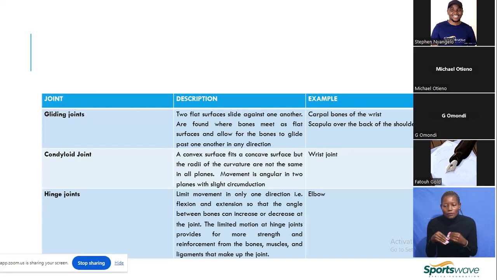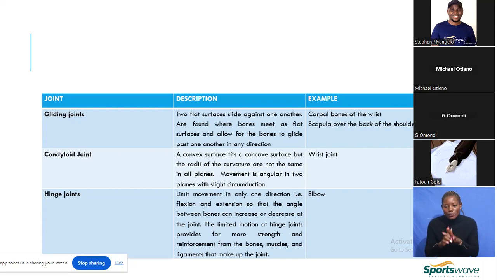But I've just given you the joint and an example. A gliding joint, the fundamental example here is the scapula over the back shoulder. And that is why in weightlifting, you are able to lift weights up and down. Okay. So the scapula for me is a very good example of a gliding joint.